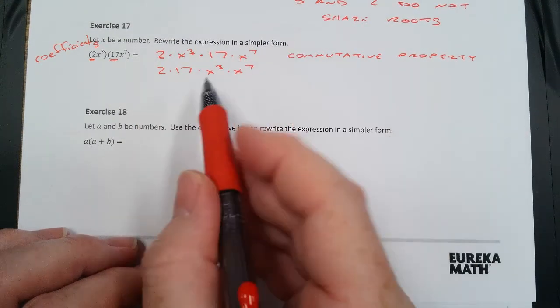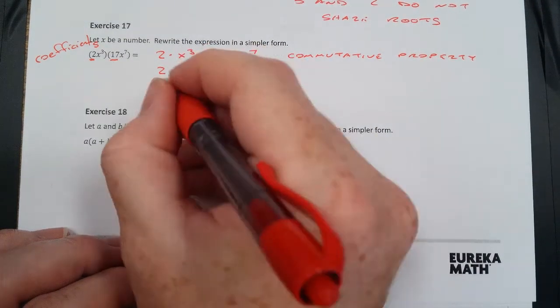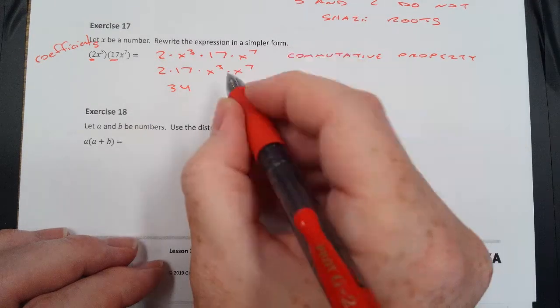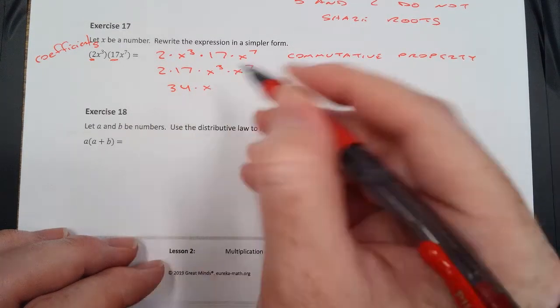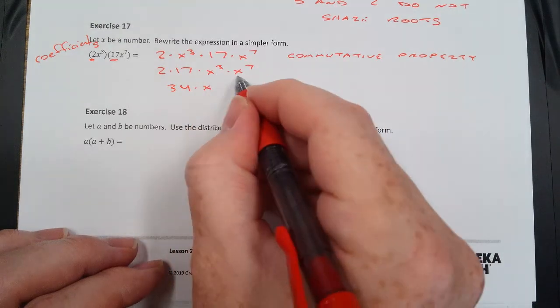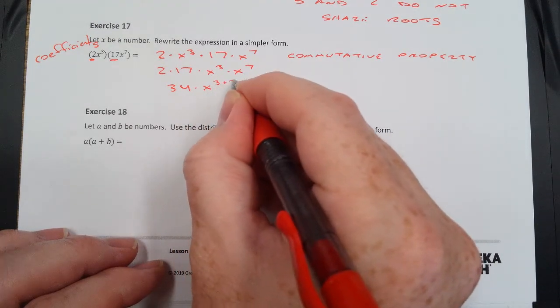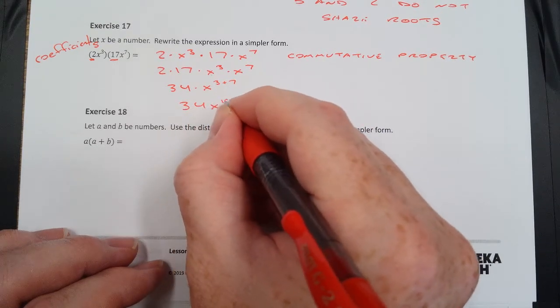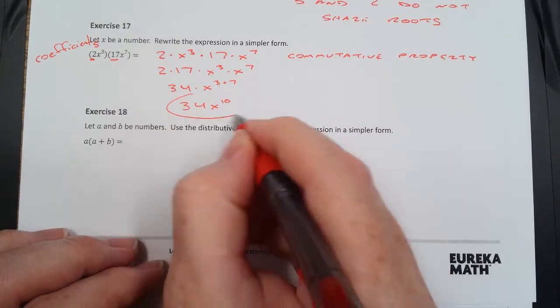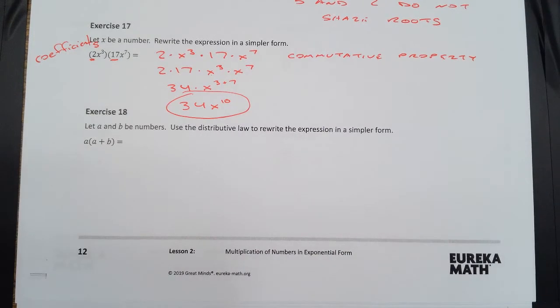Now I do what I know how to do. 2 times 17 is 34. x to the third times x to the 7th. Well, our rule for the lesson, the bases are the same, so just add the exponents. So we get 34x to the 10th. And that is your answer.